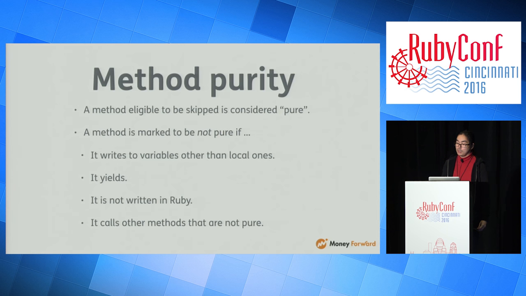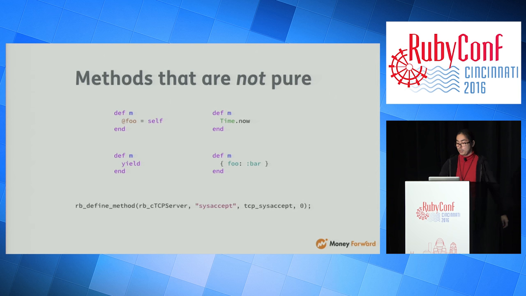When it calls a block, the method itself might not have any side effect, but the block itself can have side effects, so calling a block is NG. Also, when a method is written in C, that C method can be pure, in fact, but we have no way to detect it. So we can't say anything, so we err on the side of caution. Lastly, when a method is calling another method, the entire call graph of the method should be pure to say that specific method is also pure.